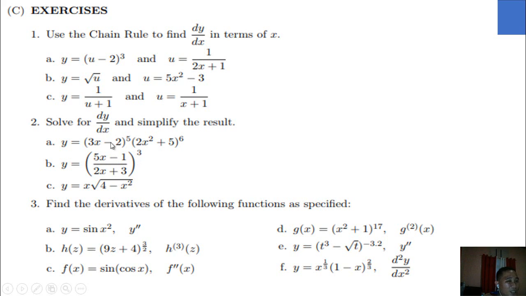Pero unahin muna natin yung sa labas. Okay? Then, you have x square root of 4 minus x squared. There are two ways. Pwede natin ipasa kung x, that becomes 4x squared minus x to the 4th. Pwede. Or pwede rin din natin siyang i-product rule, which is copy derivative plus derivative copy. Okay? Ito naman, number 3, find the derivatives of the following sine x squared.